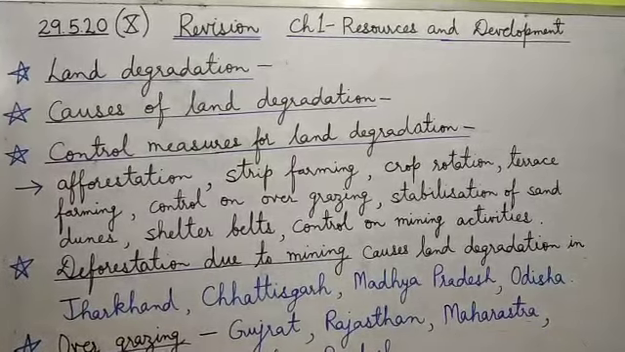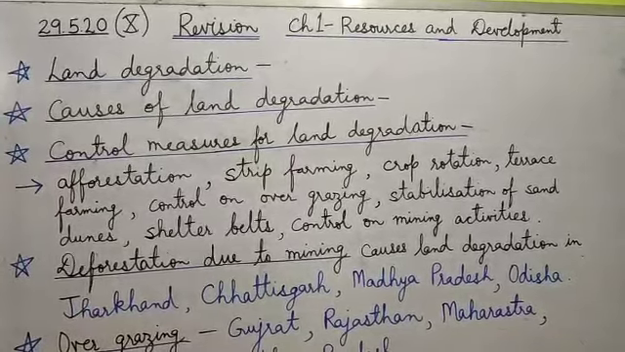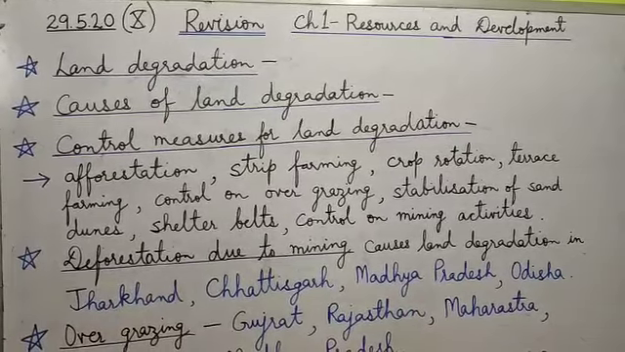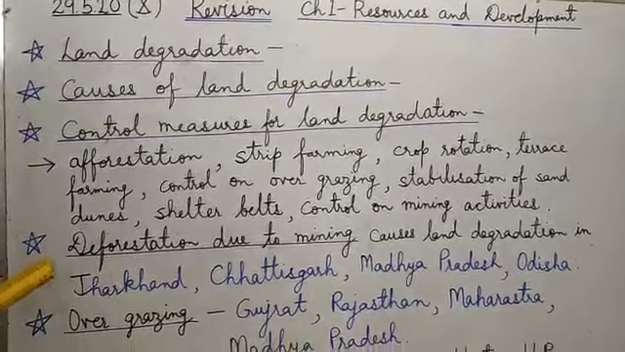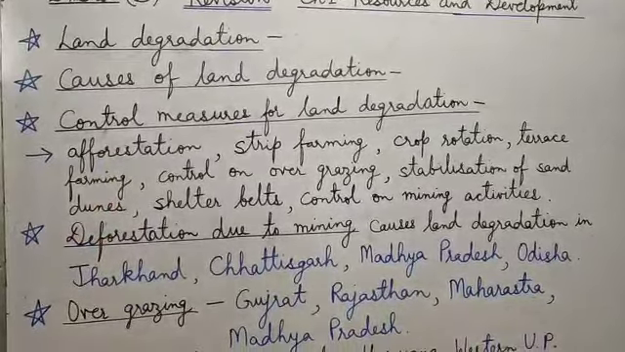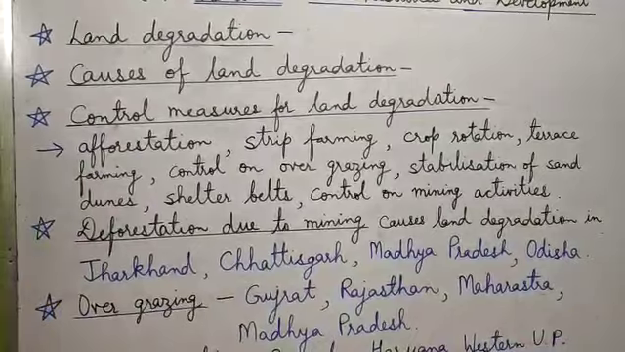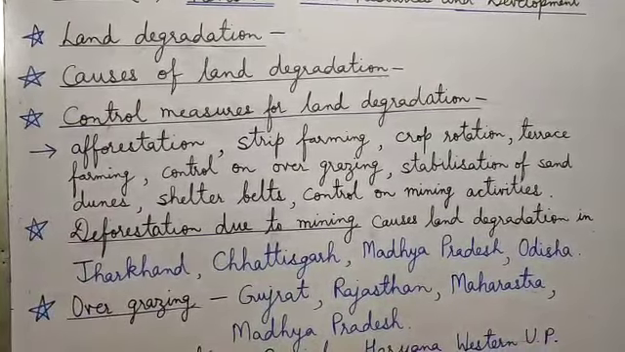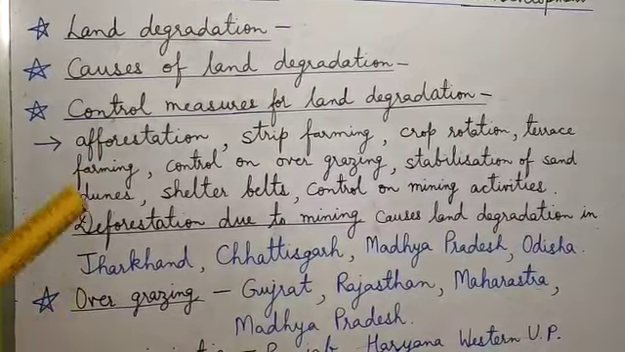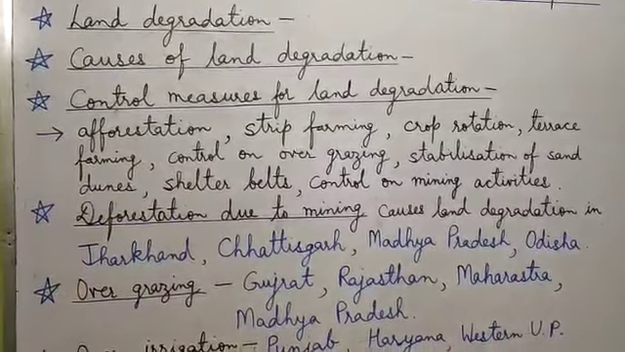Now there are certain areas in India where there is land degradation, and there are specific reasons for it. Deforestation due to mining causes land degradation in these states: Jharkhand, Chhattisgarh, Madhya Pradesh and Odisha. Overgrazing is another cause for land degradation, in Gujarat, Rajasthan, Maharashtra and Madhya Pradesh.